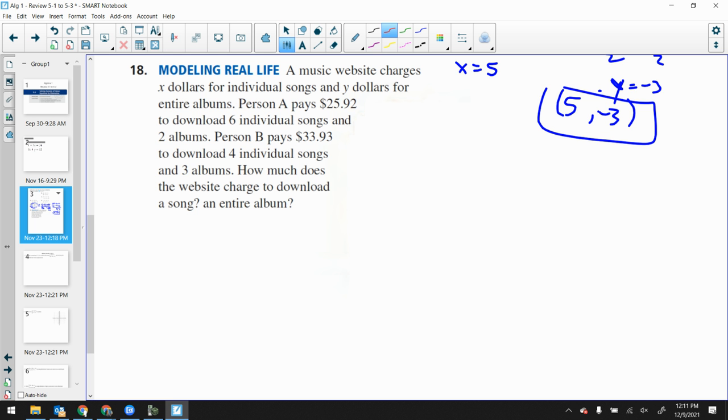All right, we've got a music website charging for individual songs and for total albums, right? We've got 2 people. Person A has 6 individuals and 2 albums for a total of $25.92. Person B has only 4 individuals but 3 albums for a total of $33.93.